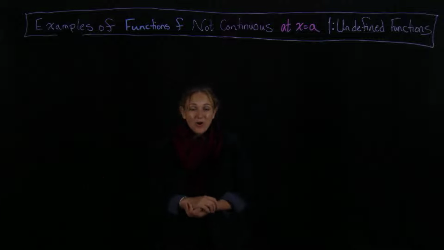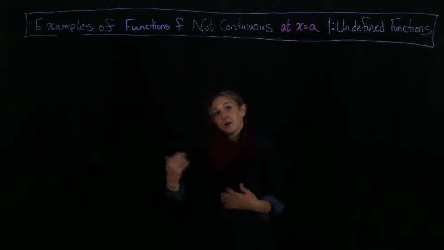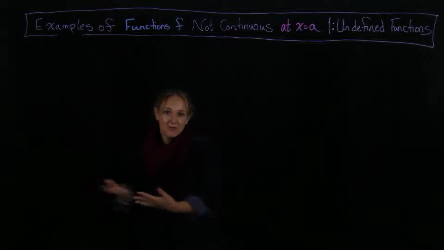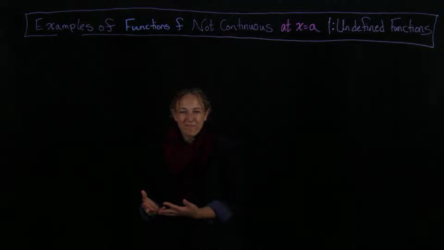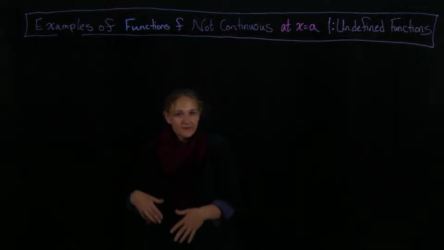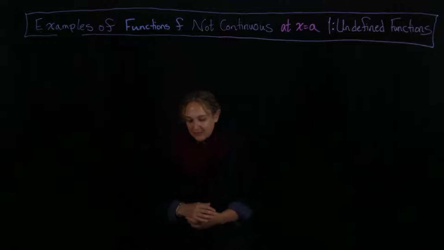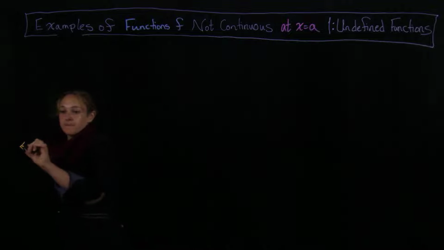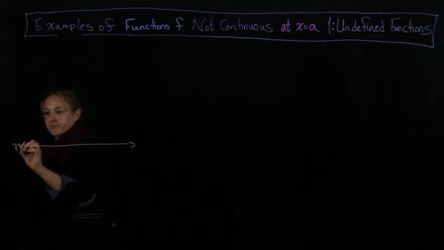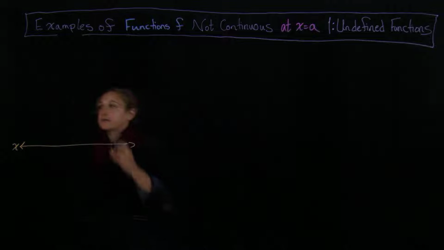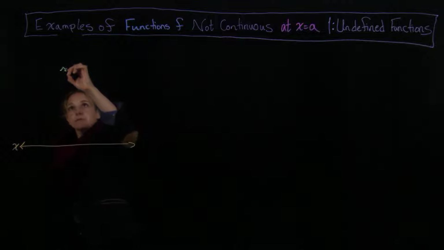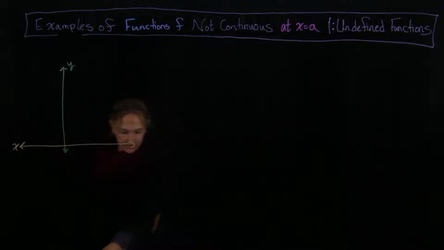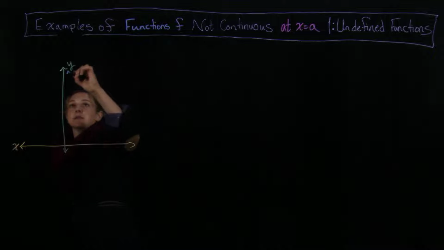Welcome. So I want to give some examples of functions that are not continuous everywhere. So there'll be a particular value, x equals a, where they're not continuous. And the first one that I want to give an example of is a function that's undefined at x equals a. Okay, so we have our x-axis and our y-axis. And let's consider the function, which is going to be f of x equals 1 over x.